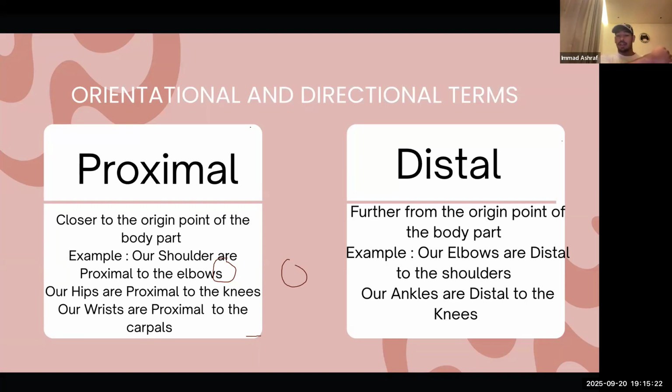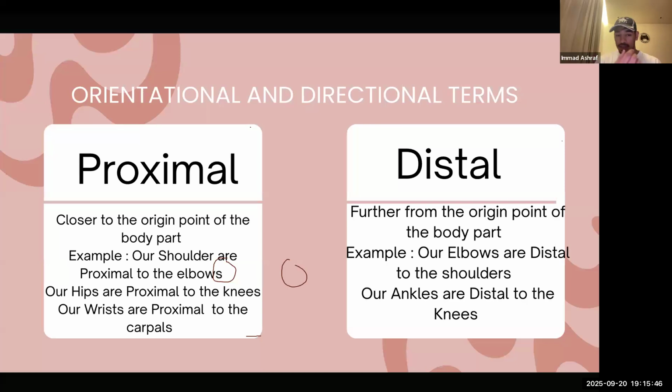Your elbows are all the way down here. They're further away from the shoulder joint. So you can say your shoulders are more proximal than your elbows. Now, you can also say, for example, your elbows are distal to your shoulders. That's the same thing as saying your shoulders are proximal to the elbow, right? You can say your hips are proximal to the knees because your knees are further down from the hip joint and your hip is at the hip joint.